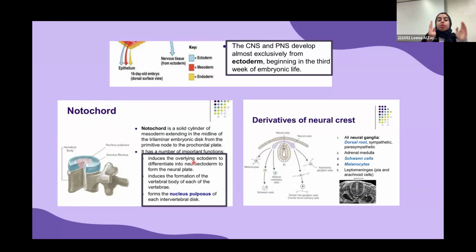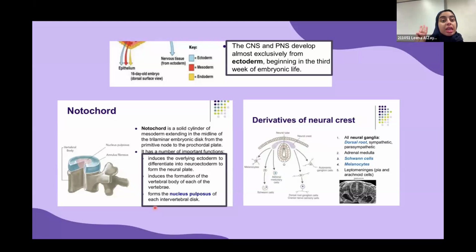And then from the neuroectoderm, it forms the neural plate. Okay, so ectoderm turns into neuroectoderm, turns into neural plate by the notochord. What else does the notochord form? It induces the formation of vertebral body of each vertebrae. So each vertebrae, guys, comes from the notochord or is induced by the notochord.